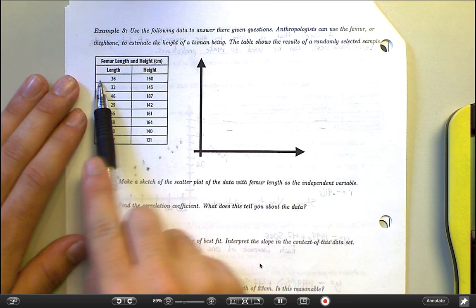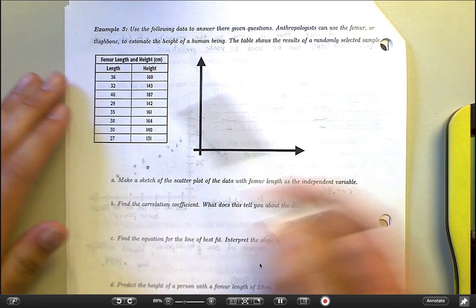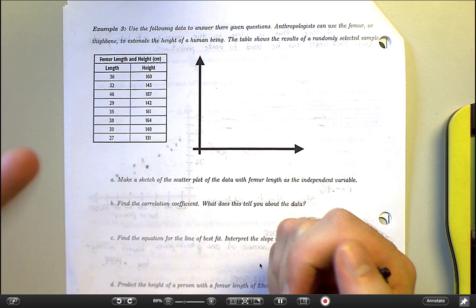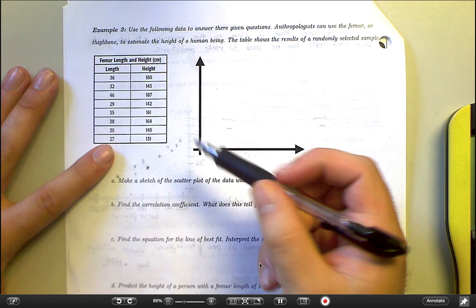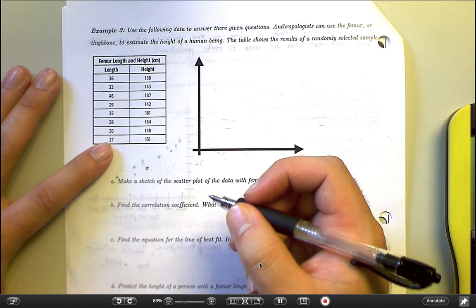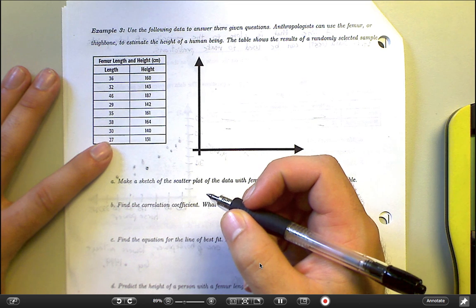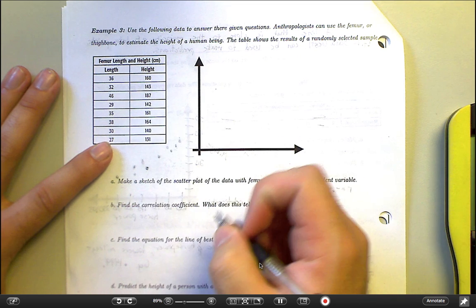Here they've given us a bunch of lengths and heights that they knew, and we're going to use this to get some predicting pieces. But again, to start, I want to create my scatter plot here. For the sake of time, I'm going to let you just do this. You can go ahead and pause the video and draw in that scatter plot.